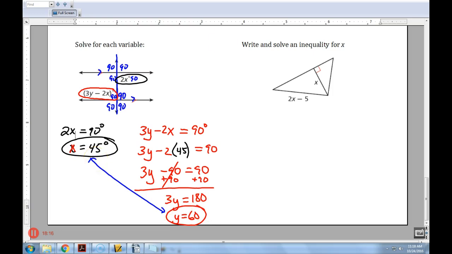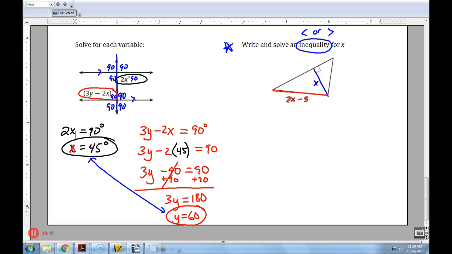Now this is the one that people struggle with the most on the quiz and on the test last year. So the first thing is, it's an inequality. So it's going to be a less than or a greater than. It's not going to have an equal sign. I look up here and I have to look at the relationship, and the two pieces they're giving me: this length is x, and this length is 2x minus 5.